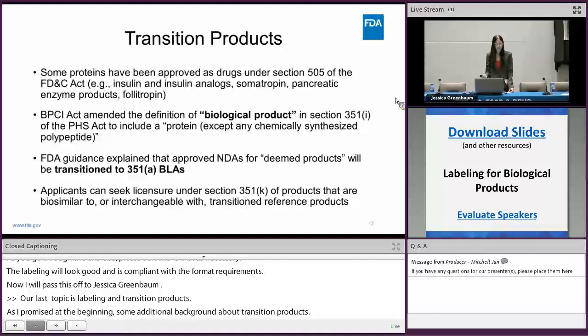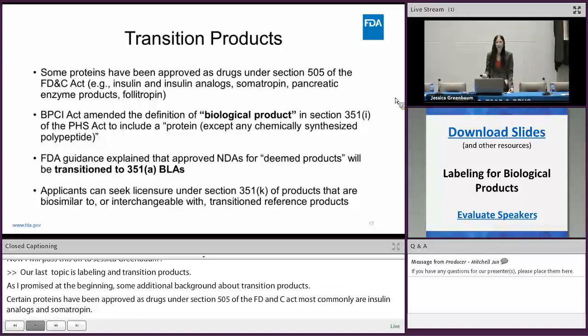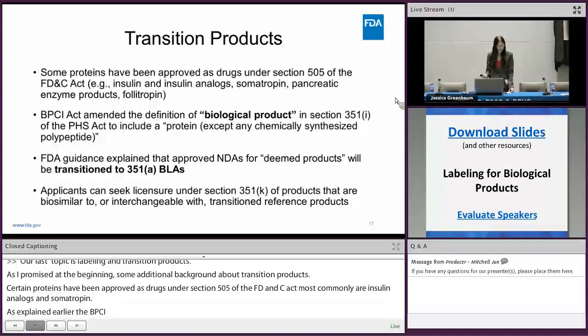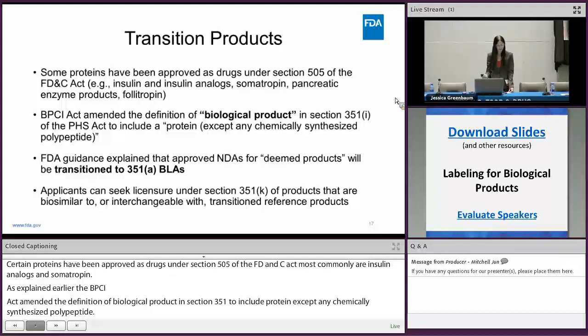As explained earlier, the BPCIA Act amended the definition of biological product in Section 351 to include a protein except any chemically synthesized polypeptide. In addition, the BPCIA Act also provided that an approved application for a biological product under Section 505 of the FD&C Act shall be deemed to be a license for that biological product under Section 351 of the Public Health Service Act as of March 23, 2020.